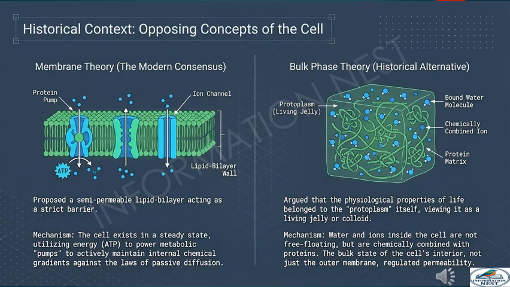Think of these two theories like your bedroom. The bulk phase theory on the right is your room on a Sunday night. Everything, your socks, your homework, your snacks, is chemically combined into one giant pile on the floor. It's a protein matrix of chaos. But the membrane theory on the left is what your parents want your room to look like.